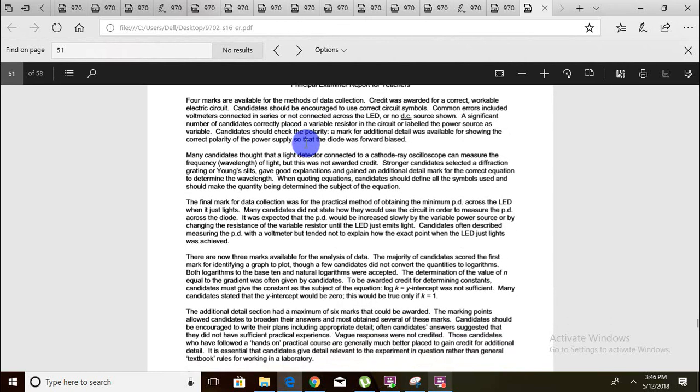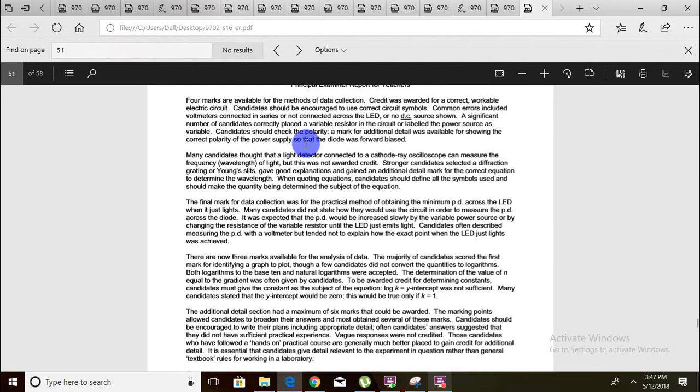Practical method of obtaining the minimum PD. Many did not state how they would use a circuit to measure the PD across the diode. It was expected the PD would be increased slowly by the variable power source or by changing the resistance of the variable resistor until the LED just emits light. Candidates often described measuring the PD with a voltmeter, but tended not to explain how the exact point when the LED just emits light was achieved.